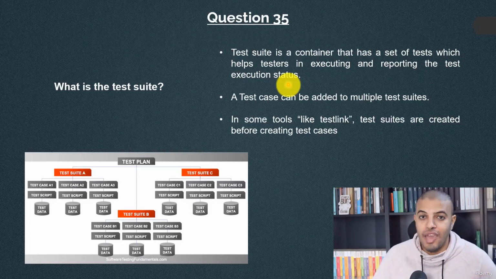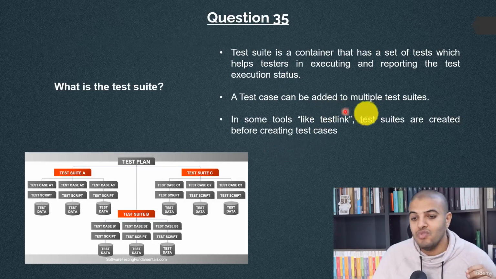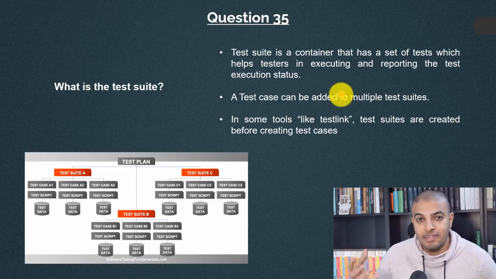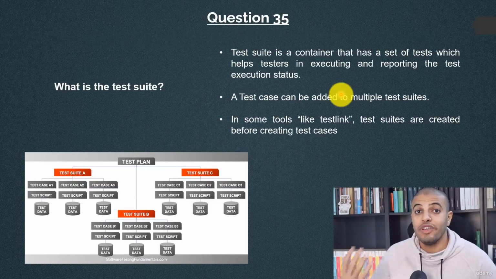So for example, we have the login functionality test suite. When we are reporting our test status, we say that the login test suite had 100 test cases, 90 of them passed, 5 failed, and 5 blocked. In this case, I can understand the status of this functionality or this module. Any test case can be added to multiple test suites. So for example, we might have a test suite for login with Facebook and a test suite for forgot password, okay? And a test suite also for login with email.